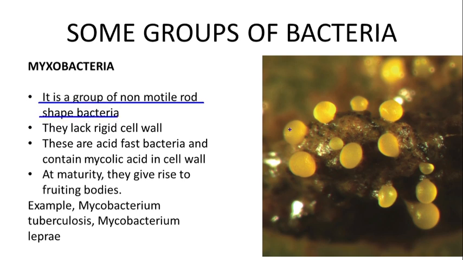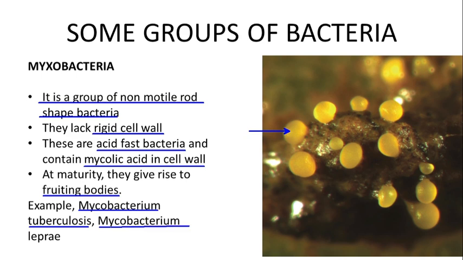As you can see in this picture, these are small rod-shaped bacteria, and they cannot move. Another thing is that they have a rigid cell wall. They are acid-fast bacteria. Acid-fast bacteria means those which cannot be stained easily, and once they are stained, they cannot be destained easily. So we need special dyes for staining such bacteria. The cell wall of these bacteria contains mycolic acid. At maturity they give rise to fruiting bodies. This is a kind of vegetative reproduction. Examples include Mycobacterium tuberculosis and Mycobacterium leprae.